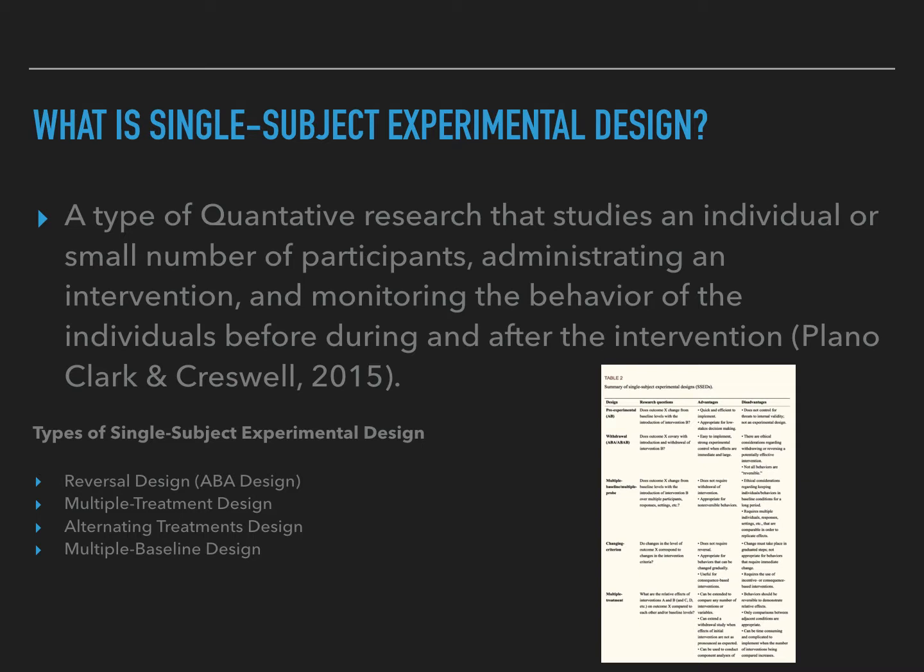There are 4 main types of single subject experimental design. Reversal design, also known as ABA design. In the ABA design, A refers to the no treatment or control phase of the experiment. B refers to the treatment phase.